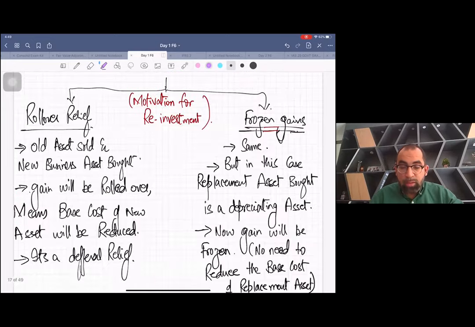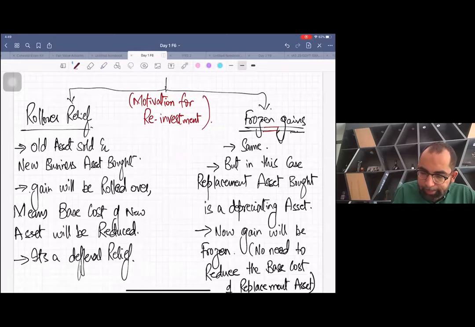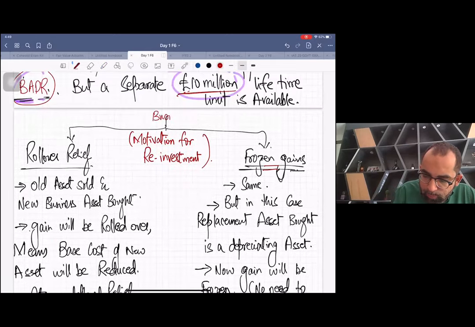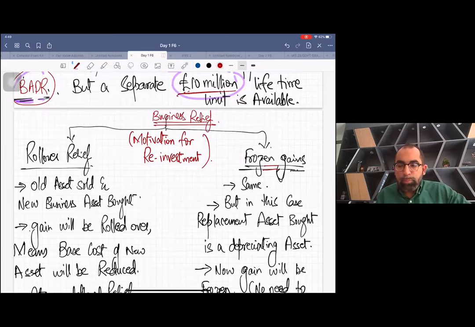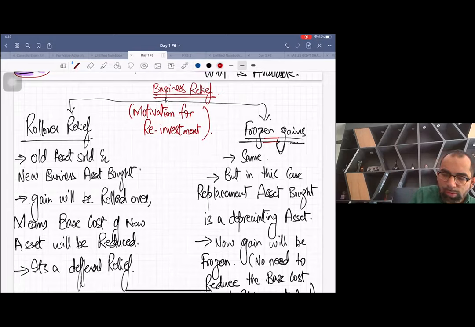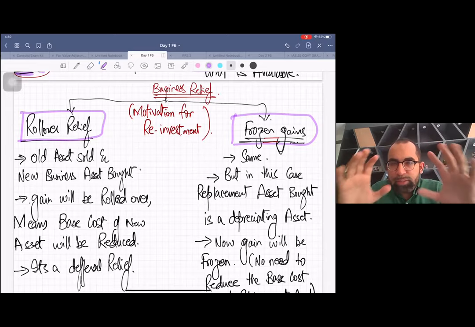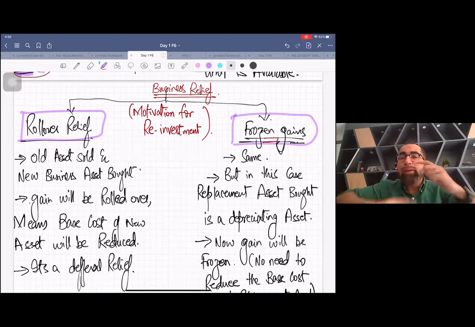Now, open your eyes. We are on the topic of business relief. First of all, keep one thing in mind. The objective of this topic is to improve business activity. So there is one very super hit relief, which we call rollover relief and frozen gains. Listen, the objective of this relief is to reinvest. It is to motivate you for reinvestment.